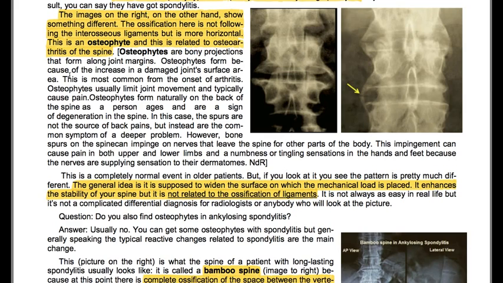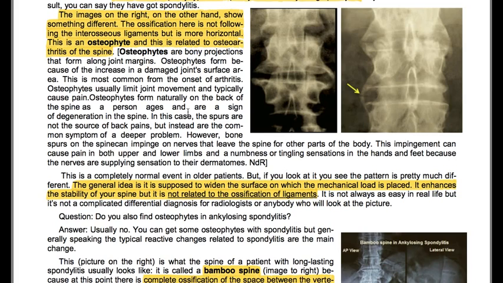Osteophytes form because of the increase in a damaged joint surface area. This is most common from the onset of arthritis. Osteophytes usually limit joint movement and typically cause pain. They form naturally on the back of the spine as a person ages and are a sign of degeneration of the spine.